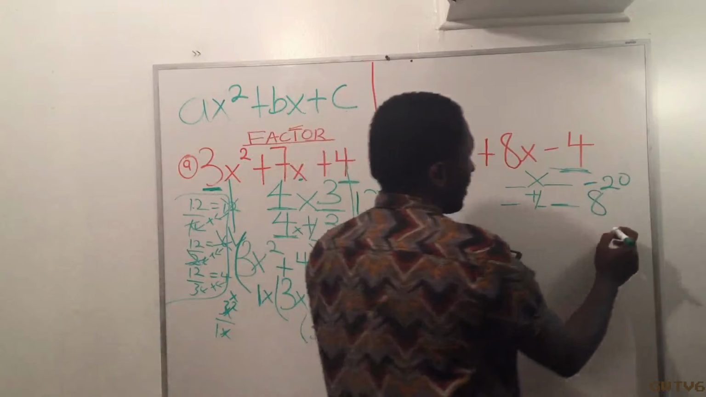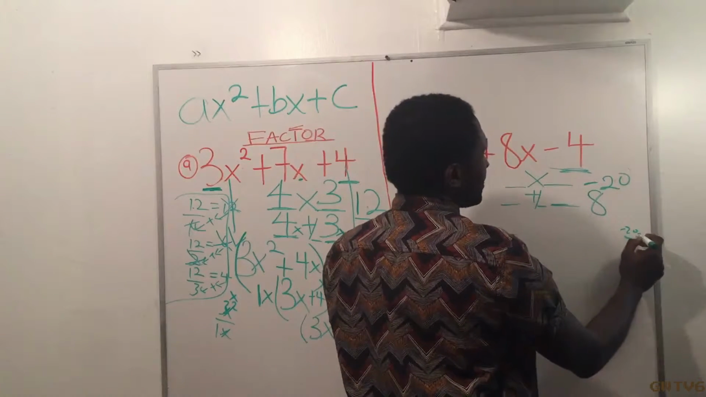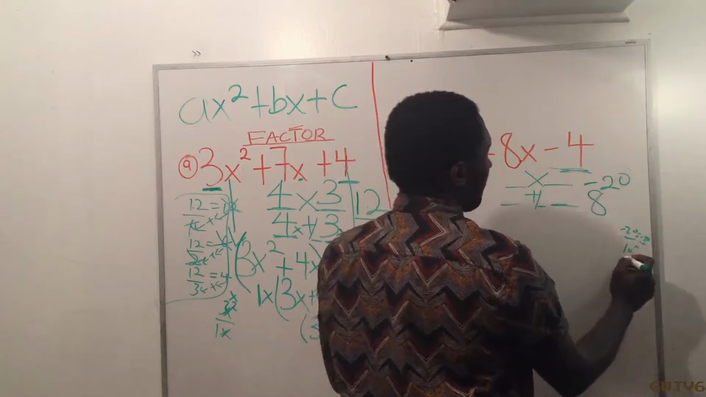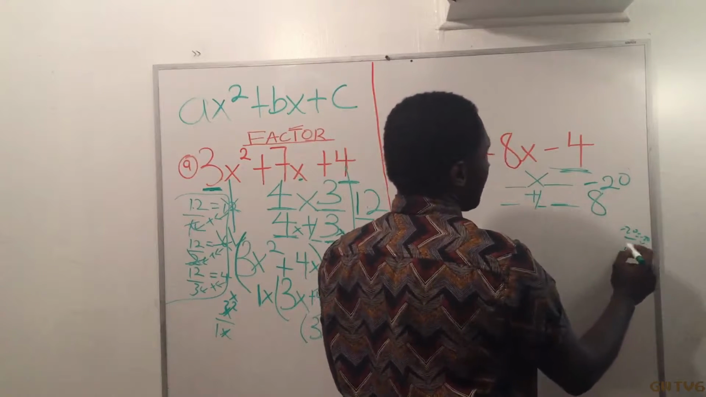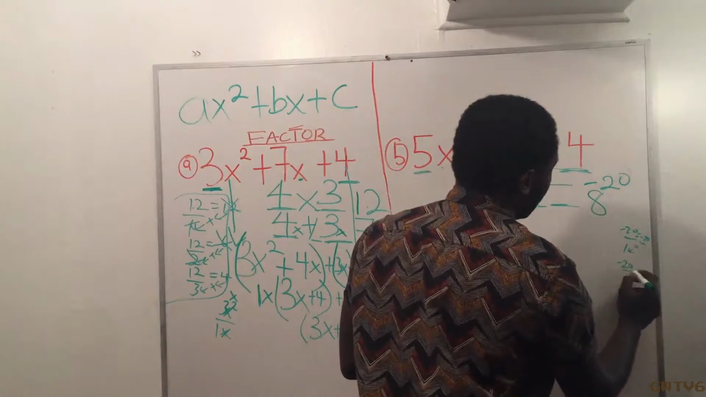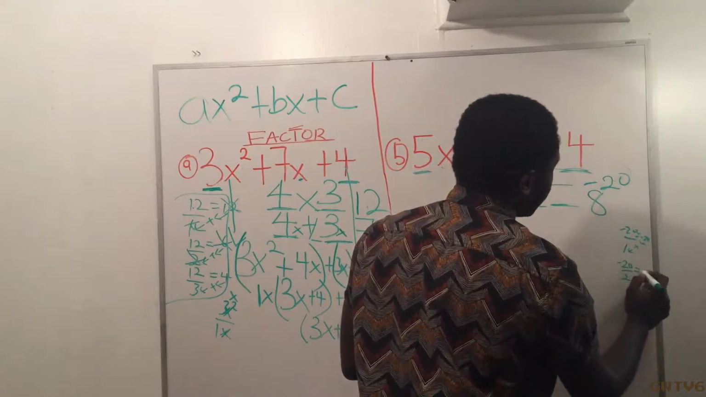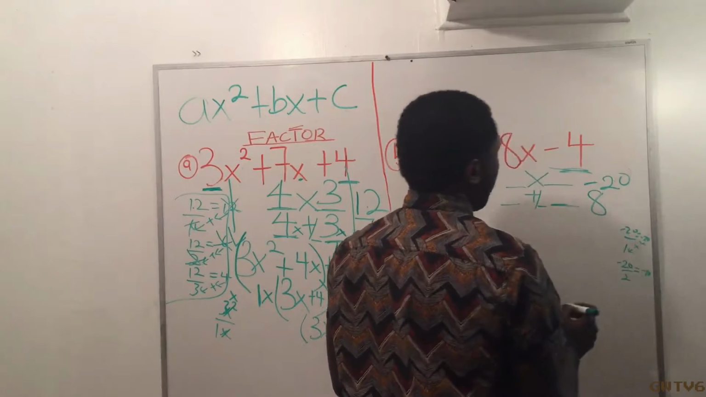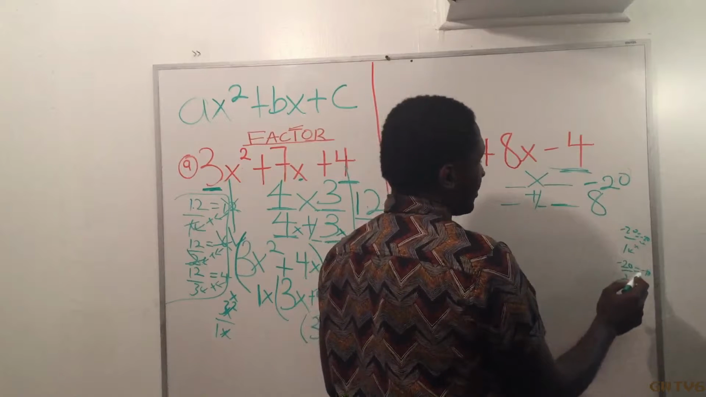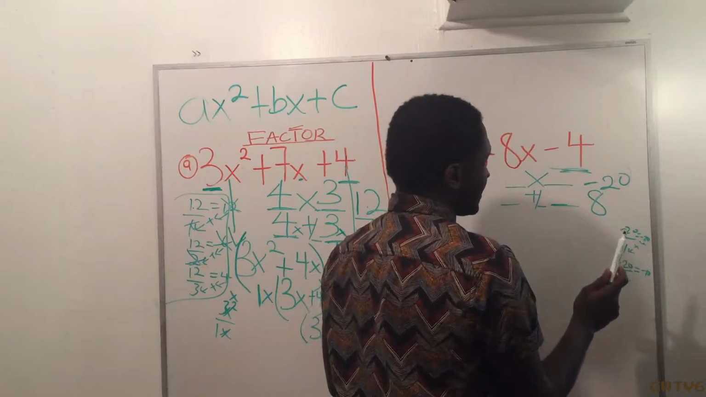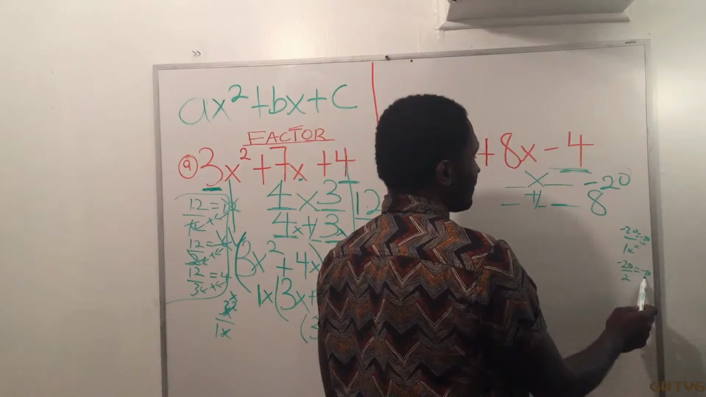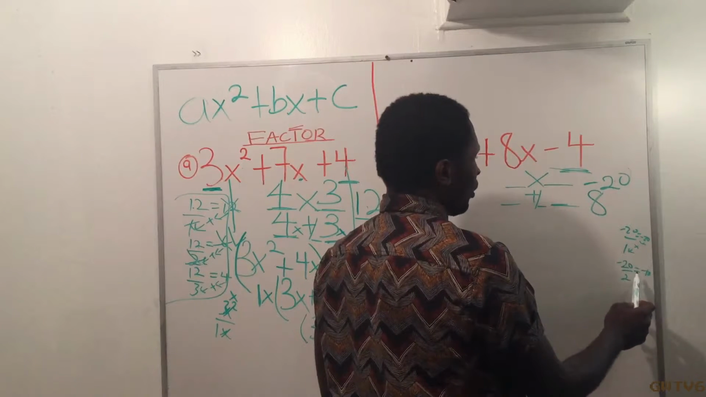So negative 20 divided by 1 is negative 20. So that means negative 20 times 1 is negative 20. And then negative 20 plus 1 is not 8. So now let me move on to 2. Negative 20 divided by 2 is negative 10. So that means 2 times negative 10 is what? Negative 20. But what is 2 plus negative 10? That's negative 8. Oh, I'm getting close.